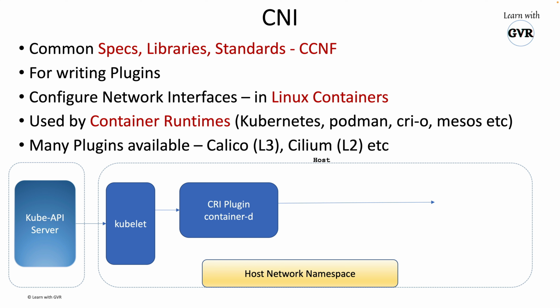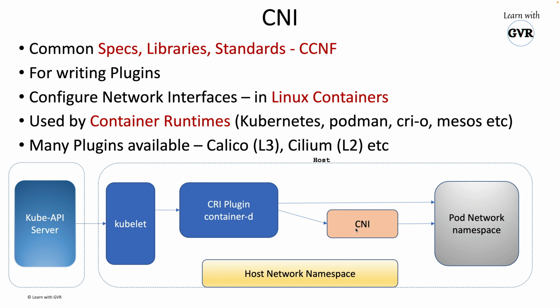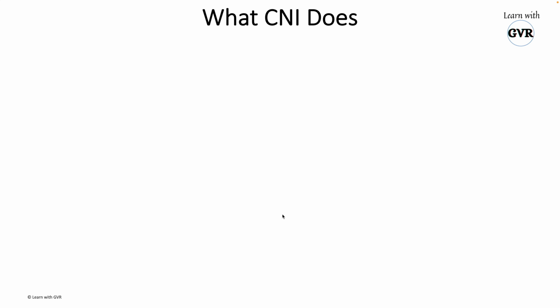This containerd will go and create a pod network namespace, and then CRI will also trigger the CNI. This CNI will take care of the networking solution, such as linking the pod network namespace and the host network namespace, adding routes, etc. So the CNI's job is to take care of the networking solutions, and the CRI's job is to take care of the container specific solutions, and we'll see further.